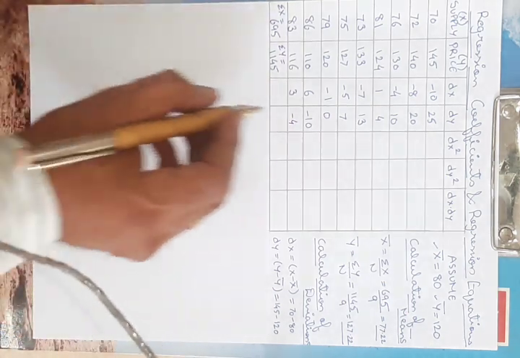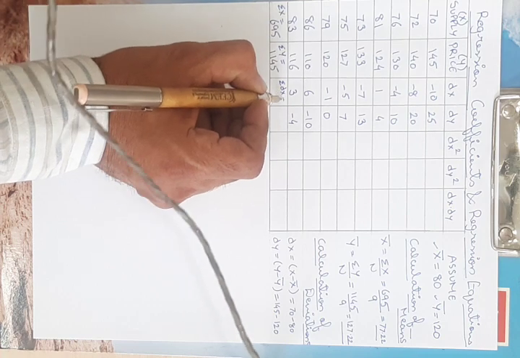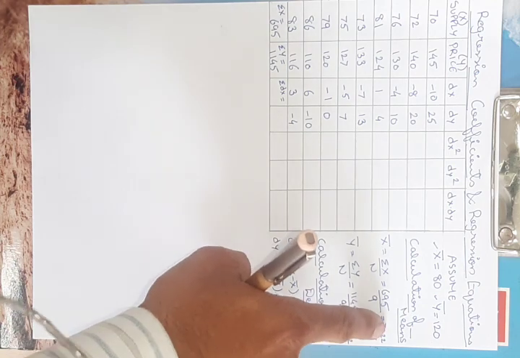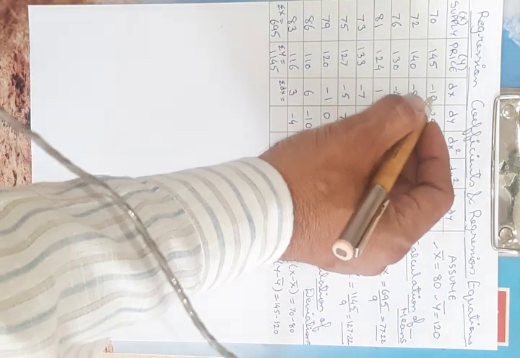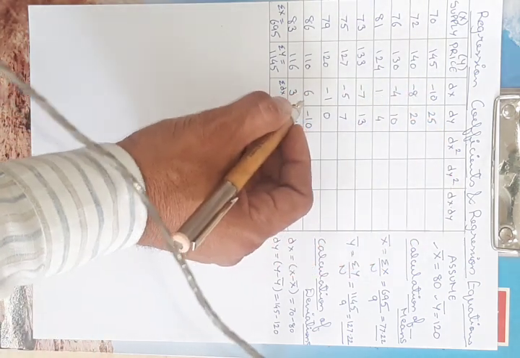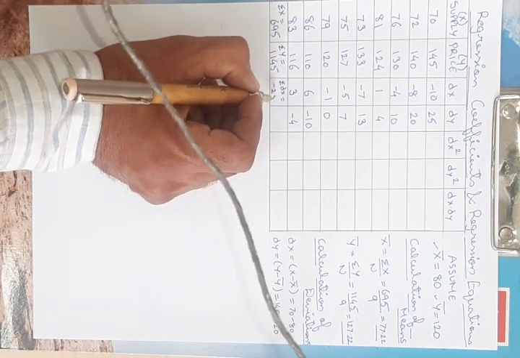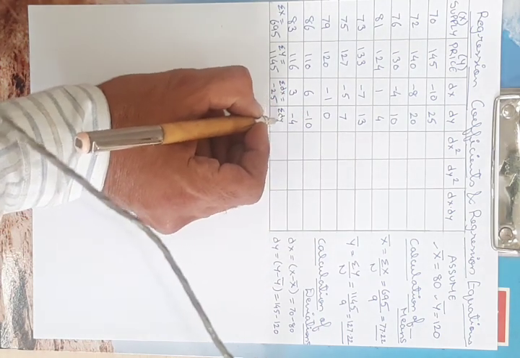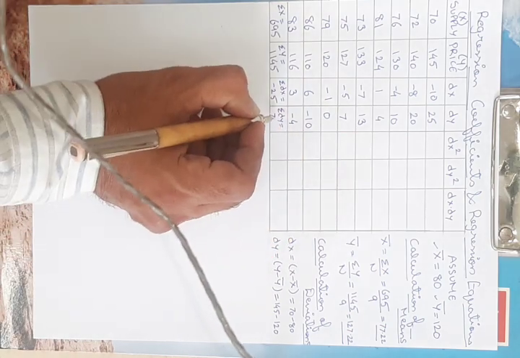Now we need to calculate the summation of dx. Why? Because we have not taken the calculated mean, we have taken only the assumed mean. So we need to calculate the summation, the addition of this particular column, dx. This comes out to be minus 25. Next, the summation of dy, the total of the addition of this column, comes out to be 75.